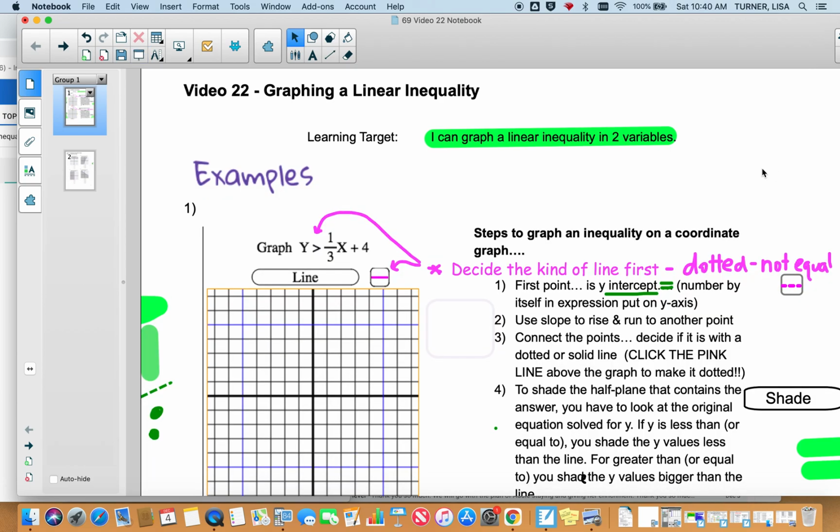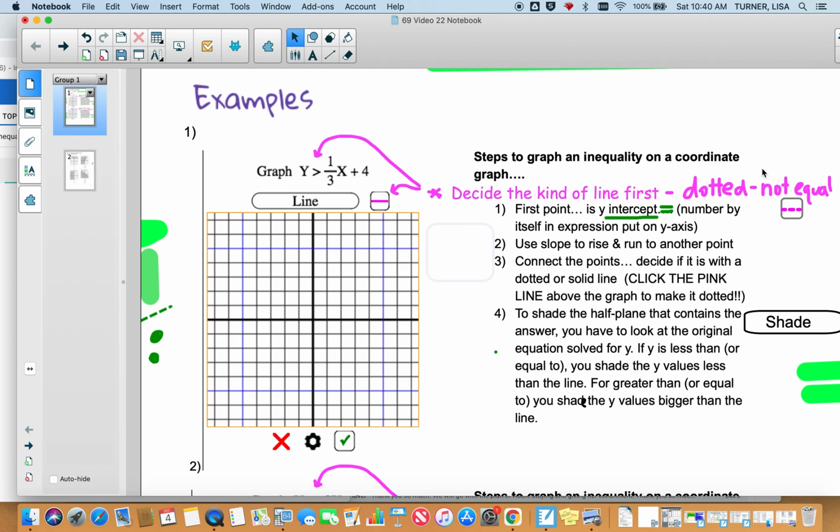The first thing that I want you to notice is that you have an inequality. It looks like an equation, and here it is, and we're going to graph it on this grid. And the first thing I need you to do is to decide the kind of line. So if you could write that in, the rest of the notes are just going to be graphing.